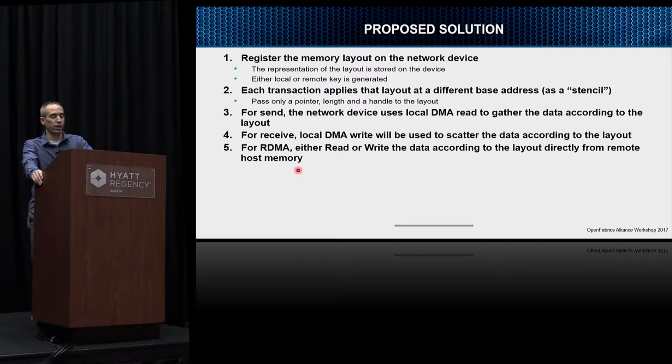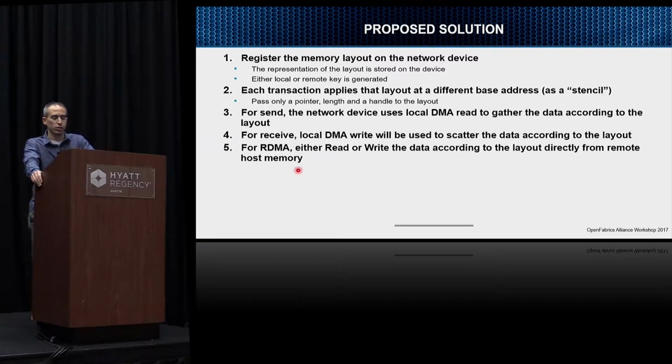Have the device be familiar with your object memory layout, so each transaction can use this layout. It would be something like a stencil. So you pass only a pointer and a length, and use that for the network transaction. The device is already familiar with the layout, so it can grab the scattered elements on its own.